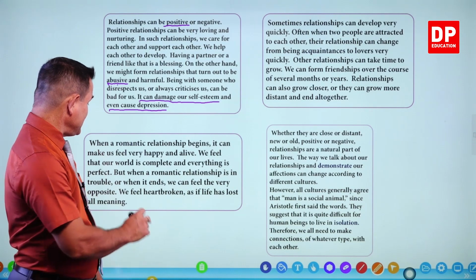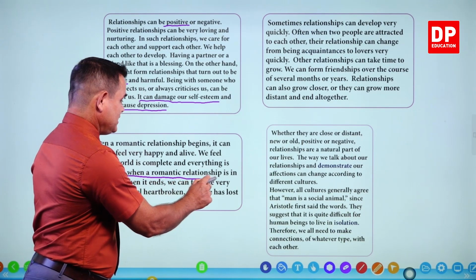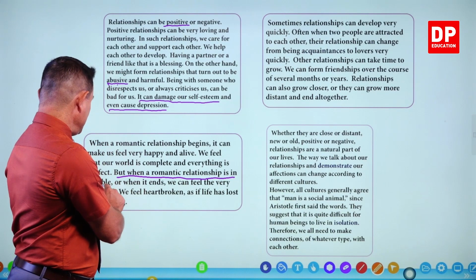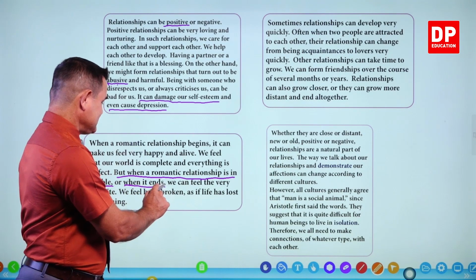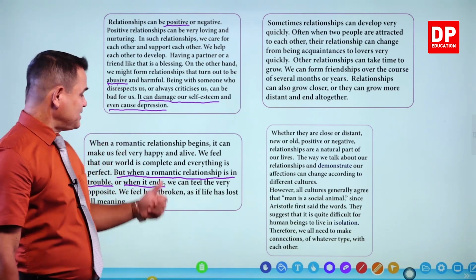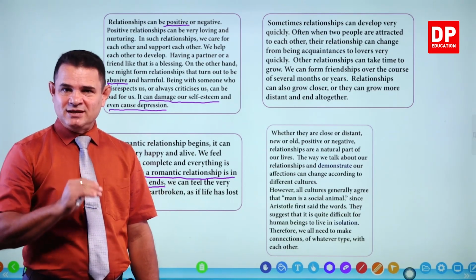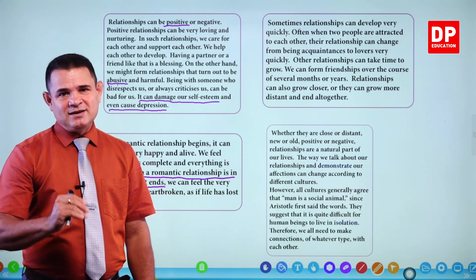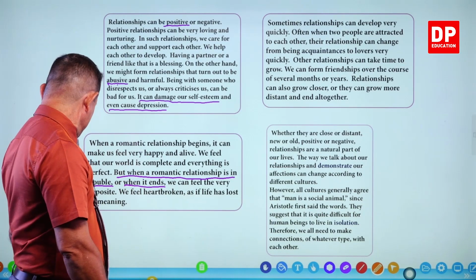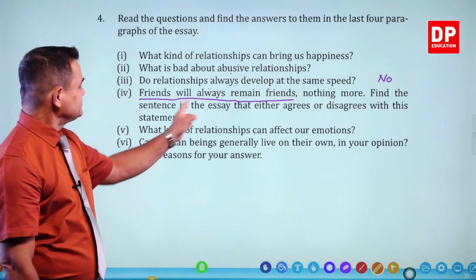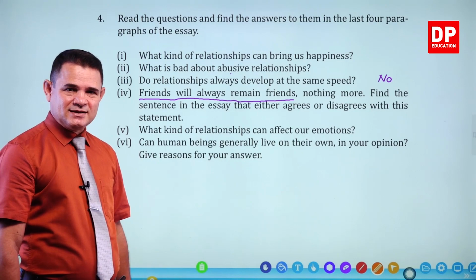But when romantic relationships are in trouble or when it ends, අවසාන වුණාම, so this part tells that it won't remain the same. හැමදාම මිතුරු විදියම ඉන්නේ නැහැ. සමහර වෙලට ඒව කැඩෙන්න පුළුවන්. So this one tells the answer for this. මේකට එකඟ නොවෙන්න you can give that as the answer.